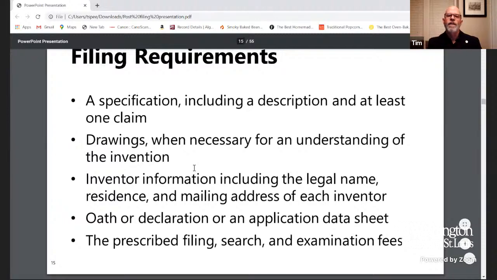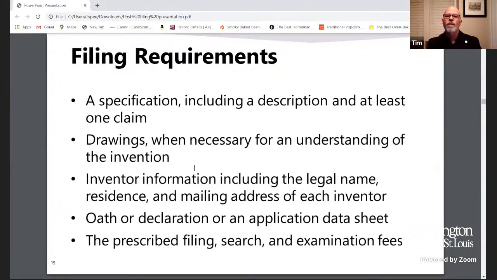So we're talking here about filing the utility application. And these are the parts that you need to have. Your specification, which describes the invention, and you need to have at least one claim. The way it's been set up is your filing fee includes, as we said earlier, a maximum of 20 claims, with 3 being independent.